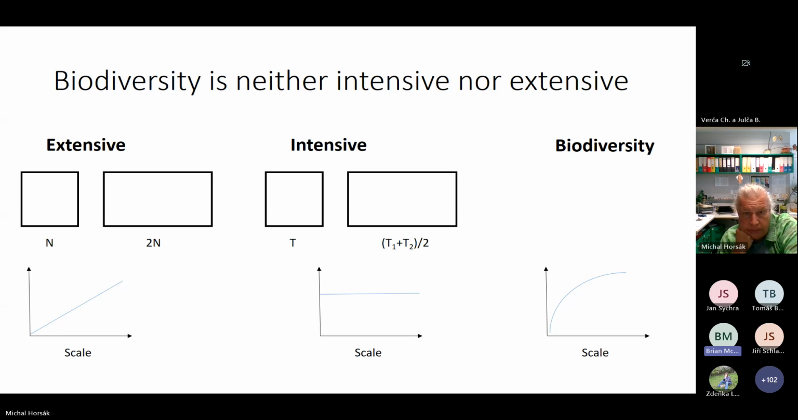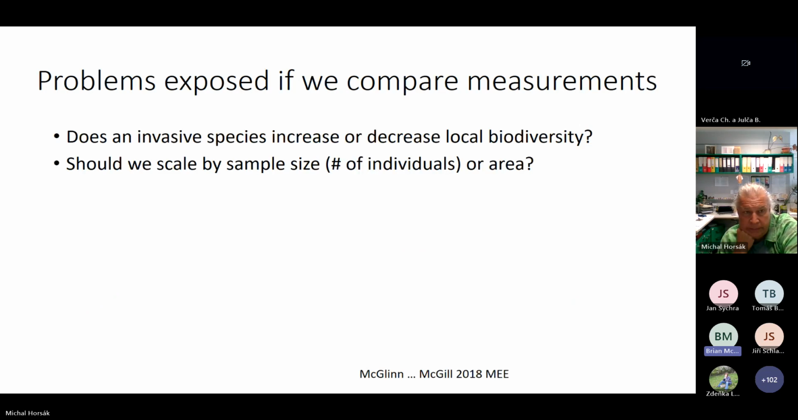And they just average as you increase your scale, you just average across the volumes. The problem is biodiversity has neither a slope nor an intercept. It's a nonlinear function. It increases, but in a decelerating fashion with scale. So figuring out how biodiversity scales is going to be the key.